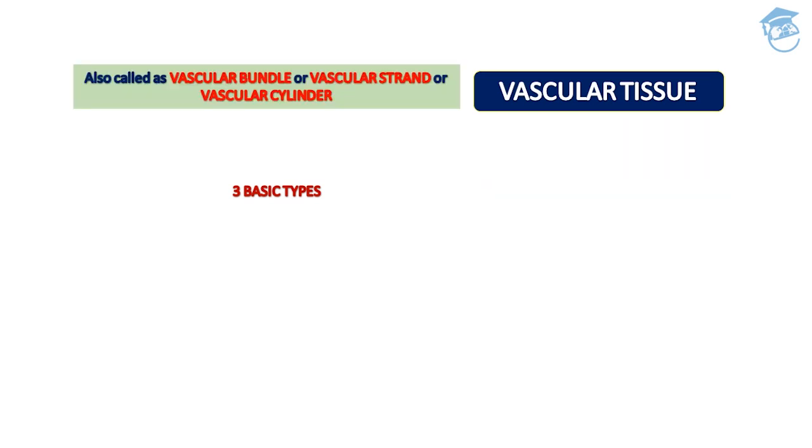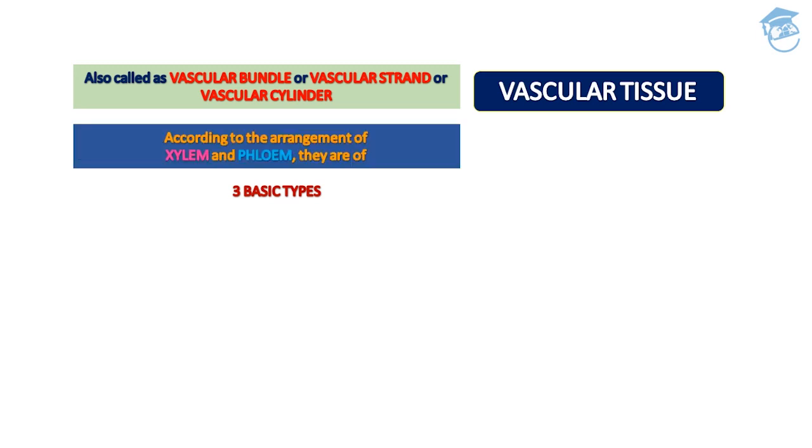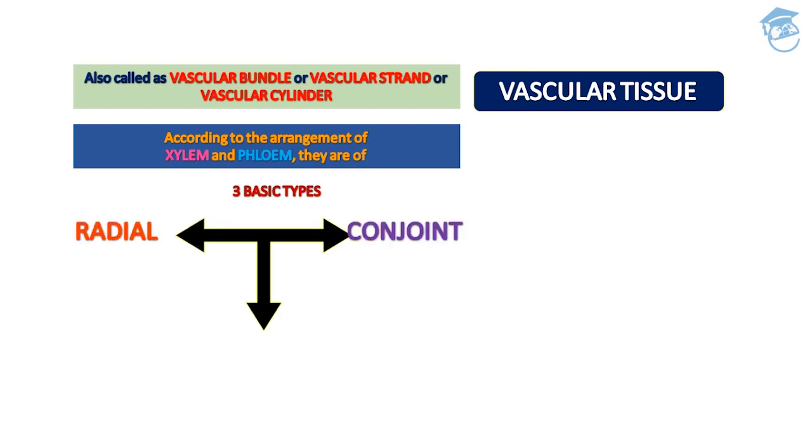Now we'll talk about the third type of the tissue system, and that is vascular tissue system. So there are three basic types, and the vascular tissue system is derived from procambium. It is also called vascular bundle or vascular strand or vascular cylinder. Okay, and according to the arrangement of xylem and phloem, they are of three types. First is radial, second is conjoint, and third is concentric. So these are the basic three types of the vascular tissue system.